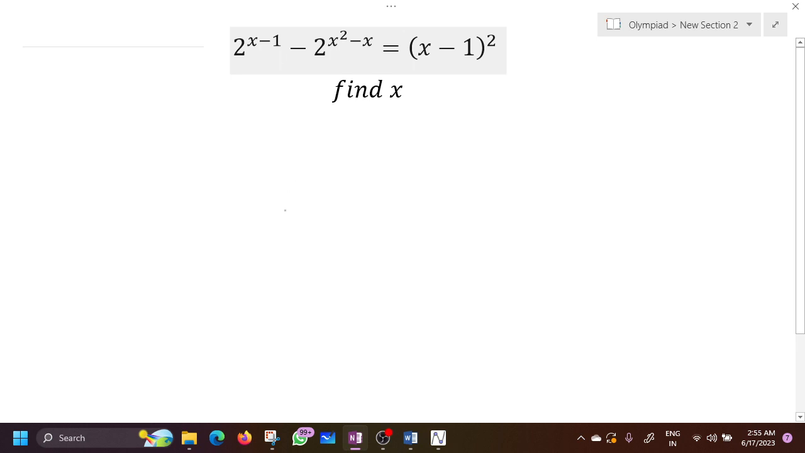Welcome everyone. Today we have this odd looking exponential equation. We need to find all real values of x. So how to begin to solve this question, even how to think about solving it? There are two ways to solve this question. I have solved this question in two ways.